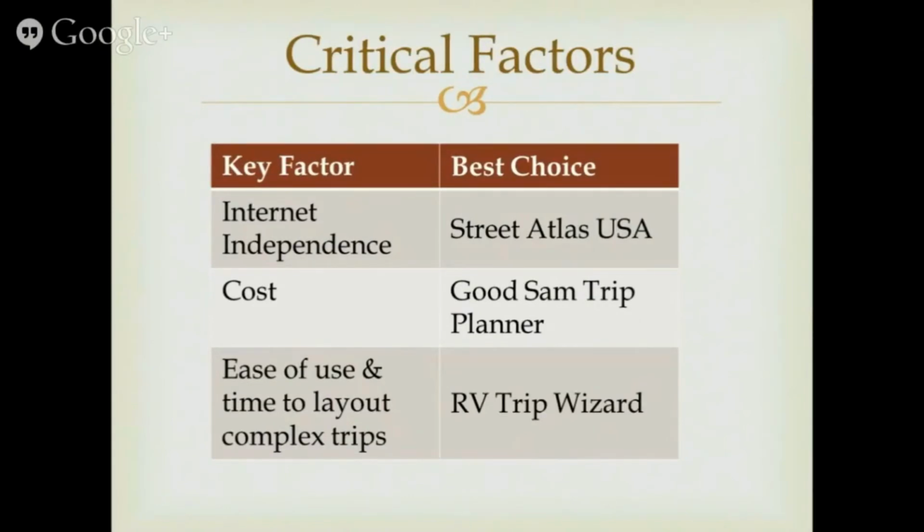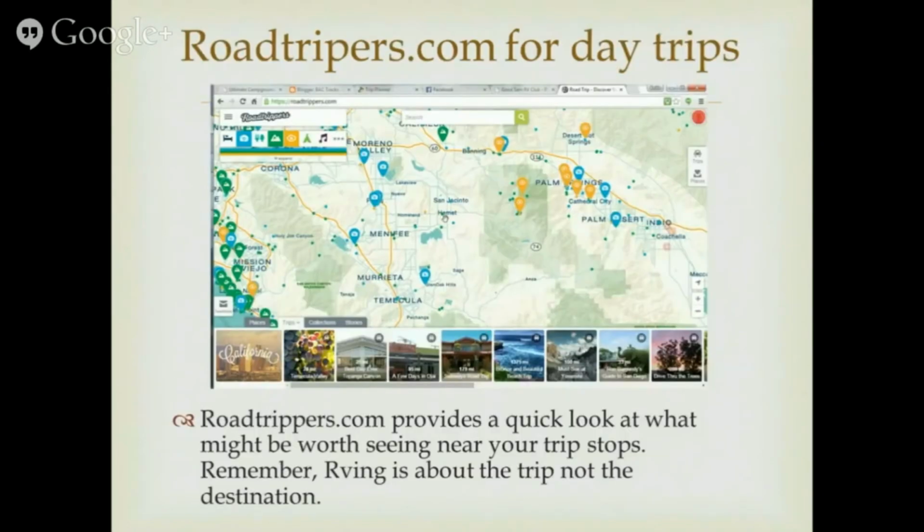Once we've gotten to a particular campground, there's something else that we should look at in those via points, and that is Road Trippers. This is another website that you might want to look at before you hit the road. Is there anything to do around the points where we're stopping? It generally provides a pretty good list of what might be worth seeing near your trip stops. In terms of sites, generally it's a very good tool. And I tend to want to do this because RVing is really about the trip, not the destination.